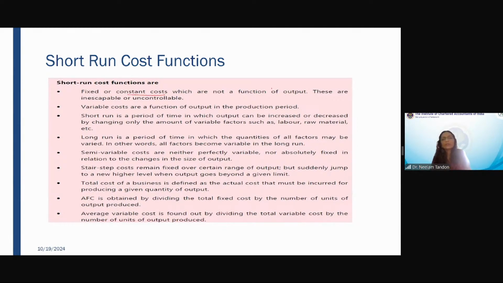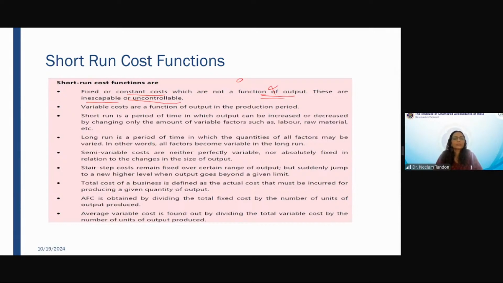This cost is not a function of output. अभी आपने देखा उसमें zero output था और cost थी. That means it is not a function of output. These costs are inseparable or uncontrollable. एक बार आपने land ले लिया, then in that case उस पे आप प्रोडक्शन शुरू कर दोगे, तो उस लैंड को आप अलग नहीं कर सकते इस प्रोडक्शन में से, isn't it? So it is inescapable and it is uncontrollable. You cannot avoid this and you cannot escape.